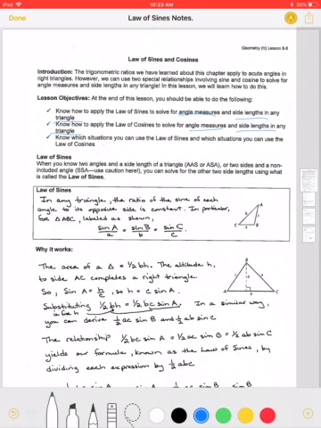This video will most likely just cover law of sines. So be on the lookout for the next video on law of cosines, which should be the next section. We'll start first with law of sines.